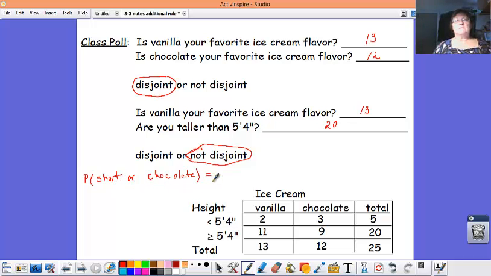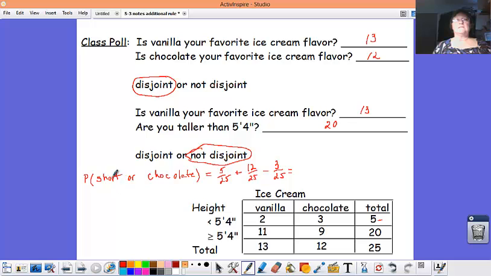The probability that someone in this class was a short person, I know that's not a nice way to say it, was 5 out of 25. The probability that someone liked chocolate ice cream as their favorite was 12 of 25. You must ask yourself, if these are not disjoint, have we counted some people twice? So the probability that we are short is here. The probability that we like chocolate is here, and you can see that we have counted 3 of those people twice. That's not good. You only get to get counted once in this poll.